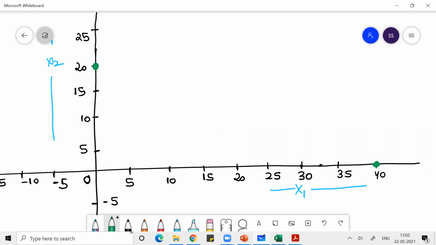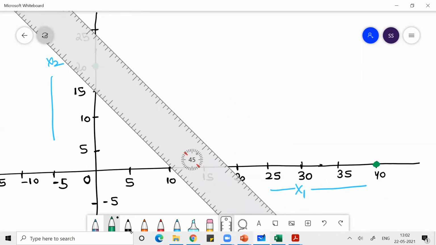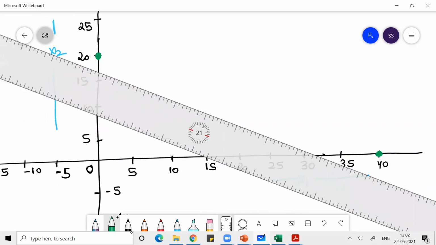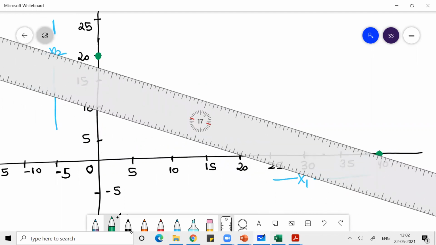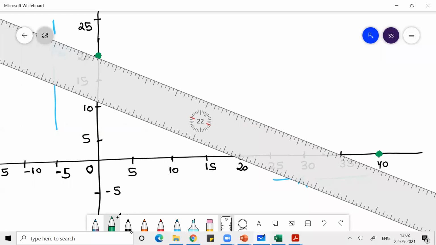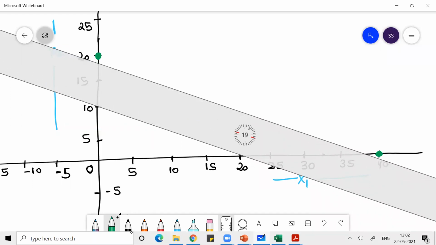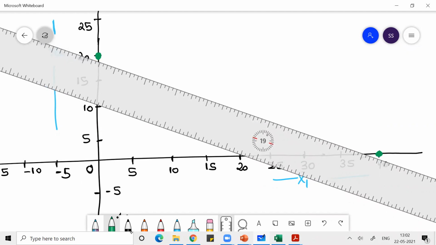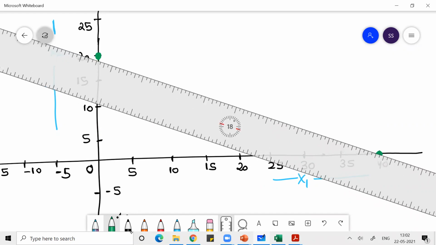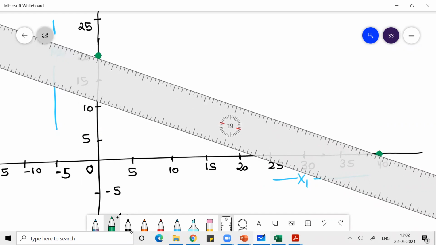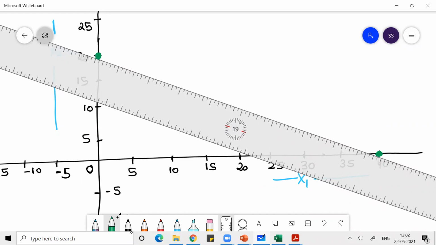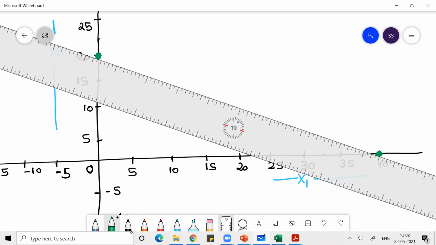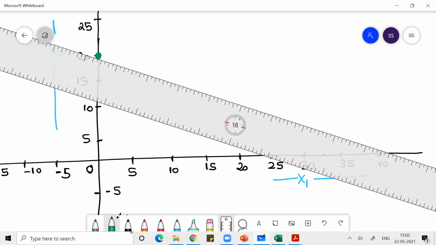So I got the two coordinates, (0, 20) and (40, 0). Now I'll draw a line through those coordinates. Let me just draw the line. I'll keep my scale like this, and then I'll draw a line on this.